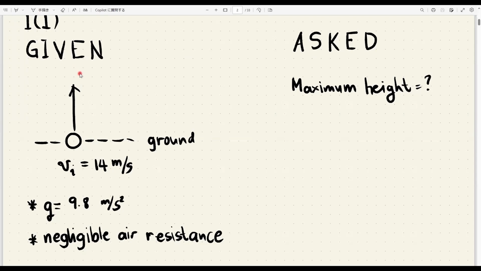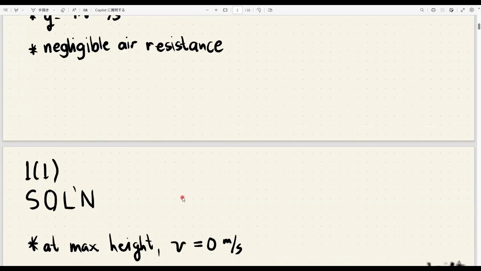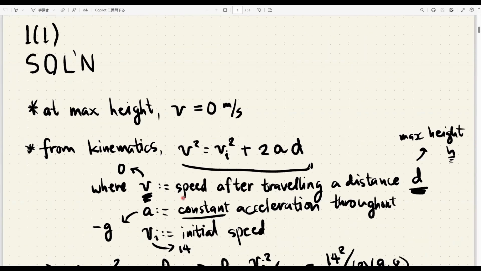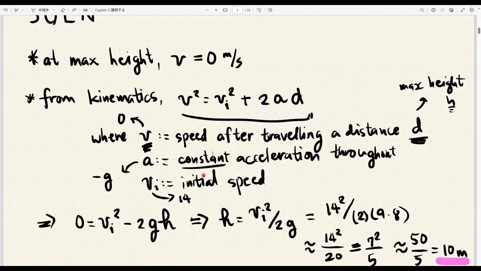And we are asked to find that maximum height. In other words, we want to know the distance from the ground up to where the object stops moving upward. And here we are told that the acceleration due to gravity is 9.8 meters per second squared, and we can ignore air resistance. To solve this, we just use the kinematics equation here.